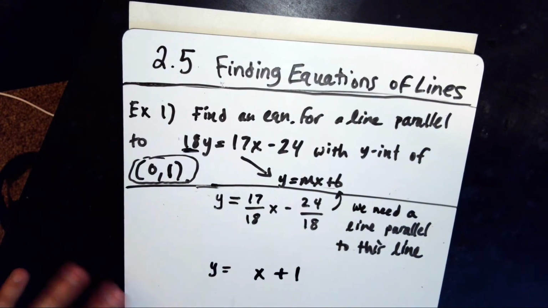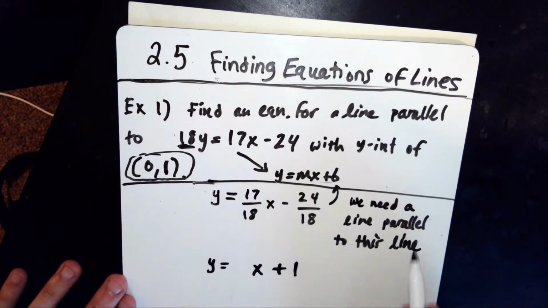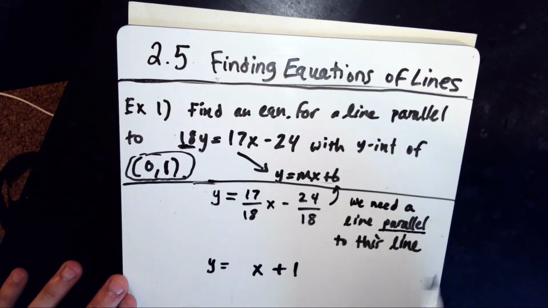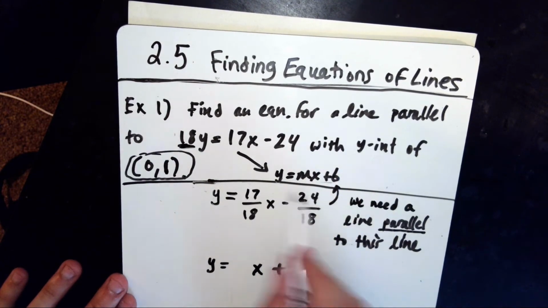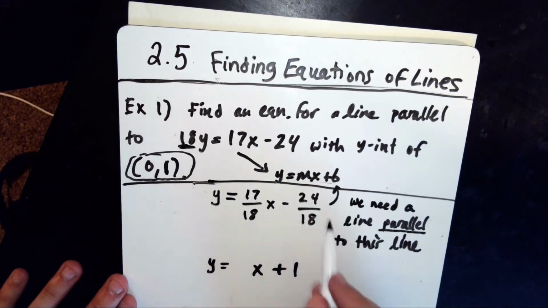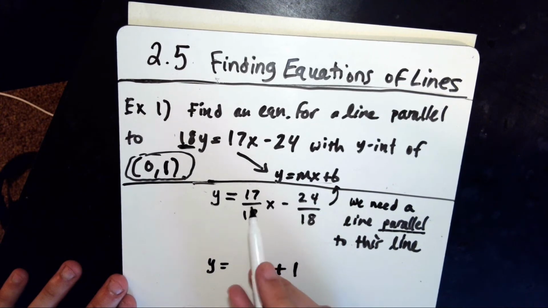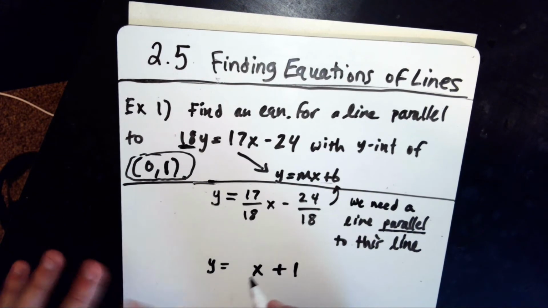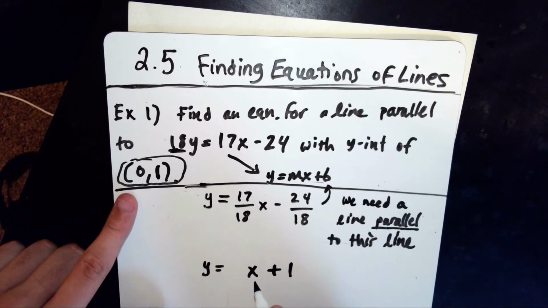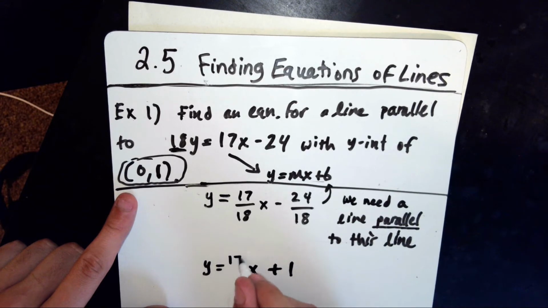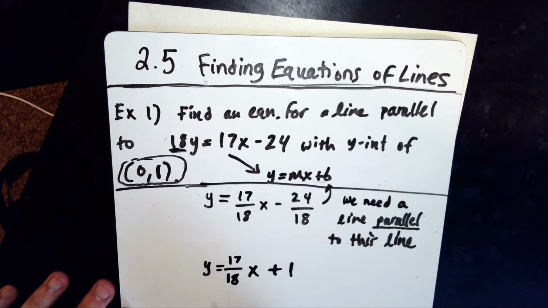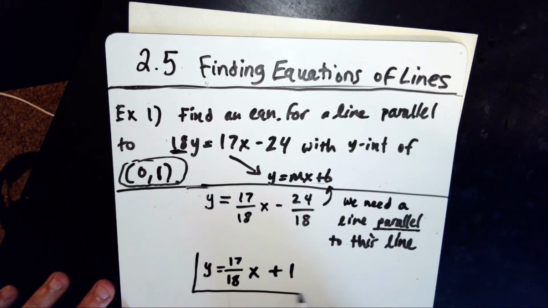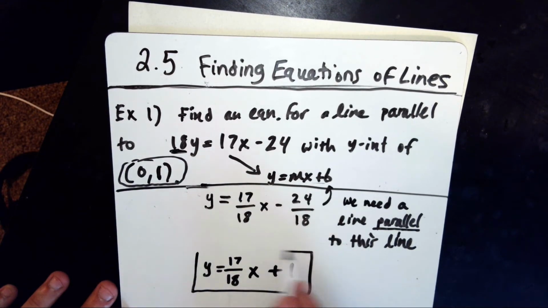And now the last thing we need to recall is that parallel lines have the same slope. So a line that's parallel to this line will have the same slope as this line. This line has a slope of 17 over 18. Therefore, the line that's parallel to it with a different y-intercept is given by the equation y equals 17 over 18 x plus 1.